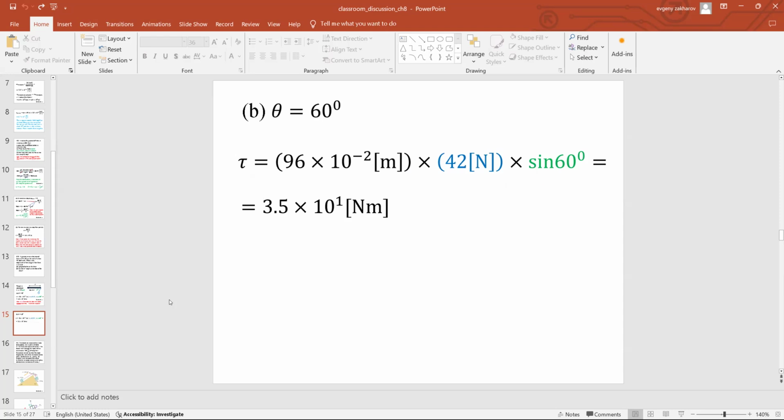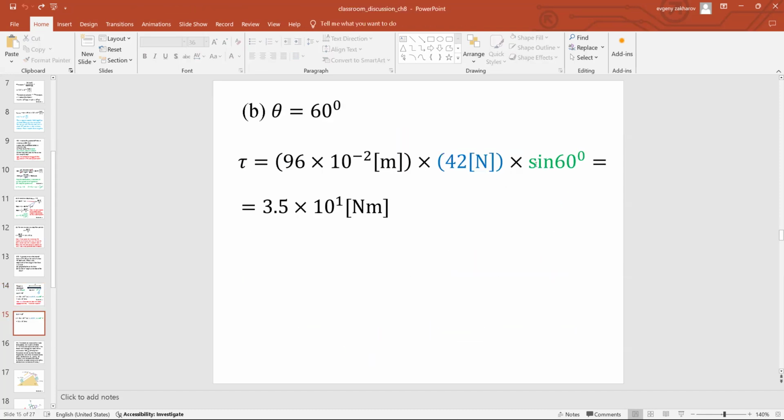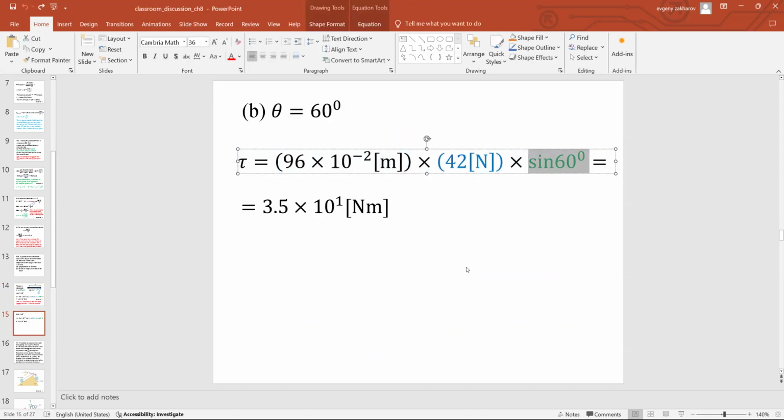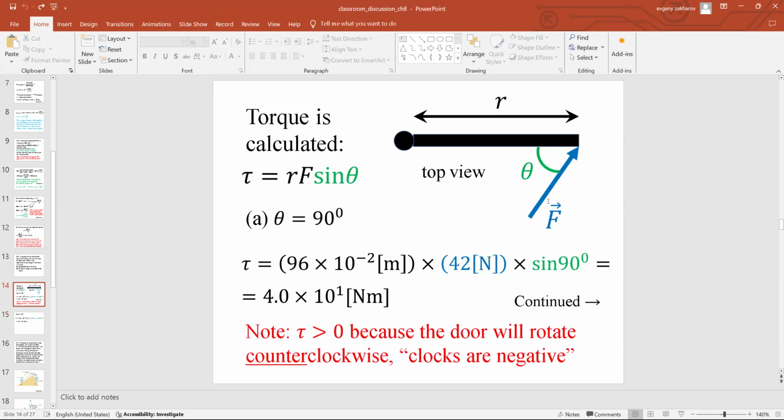Well, if the angle is 60 degrees, then all you have to change is that it was sine of 90 degrees, now it's sine of 60 degrees. Sine of 60 is what? It's radical 3 over 2, 0.866 instead of 1. So the value is a little less, 35 Newton meters now. It was 40. Now it is 35. It makes sense because if the force is at an angle, it's going to be harder for you to open that door. And if the force would be parallel to the door, you will never open that door because there will be no tangential component to this force.